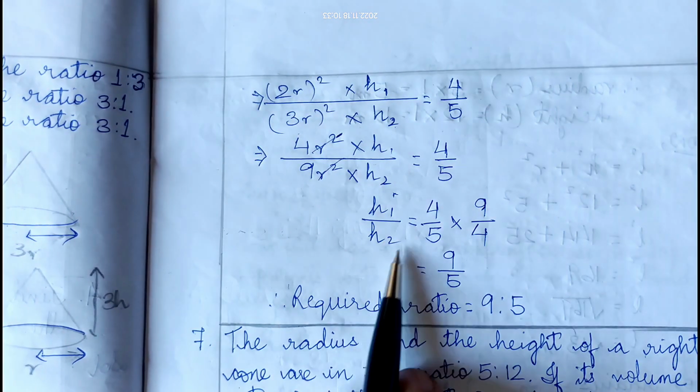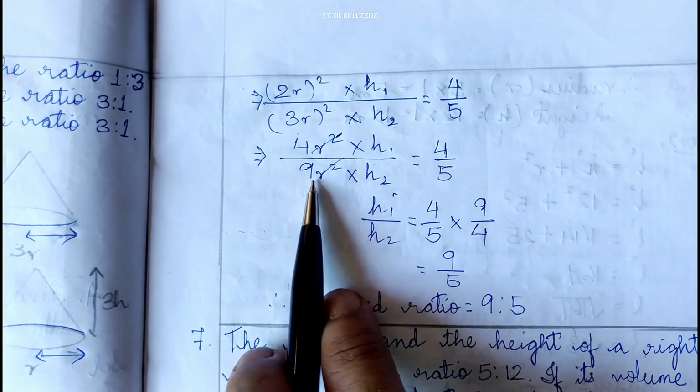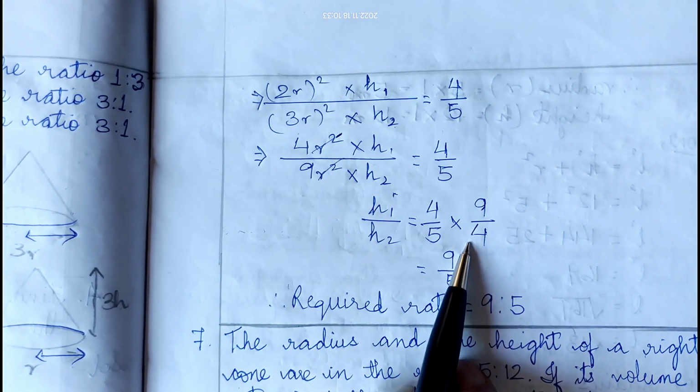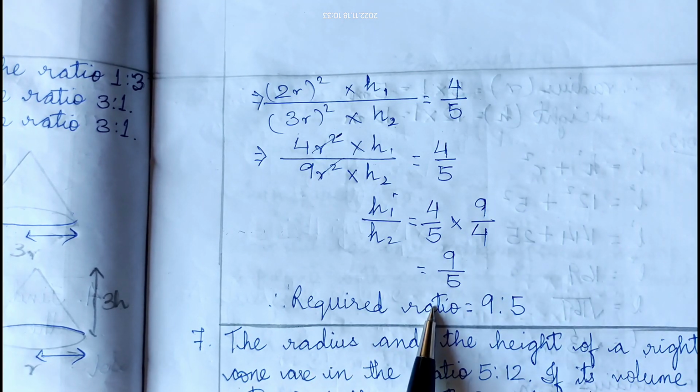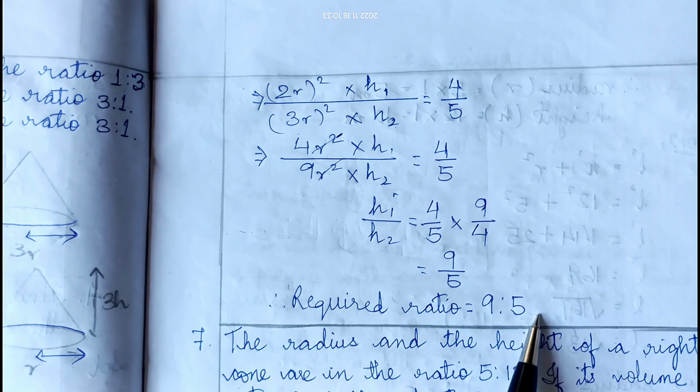So h1 by h2 will be 4 by 5 into 9 by 4. These 4 and 4 can be cancelled. So it will be 9 by 5. Therefore the required ratio of their vertical heights will be 9:5.